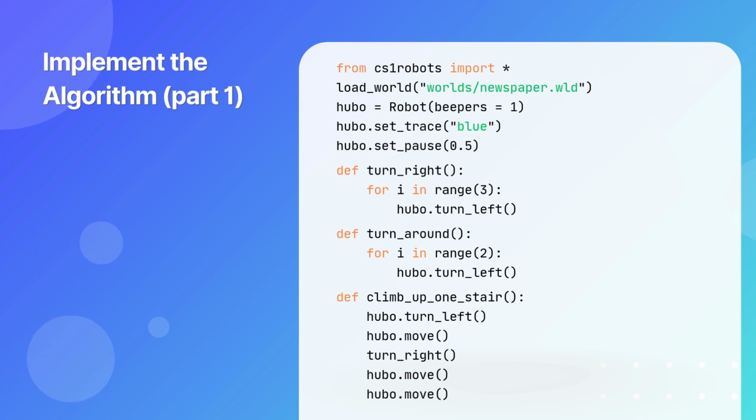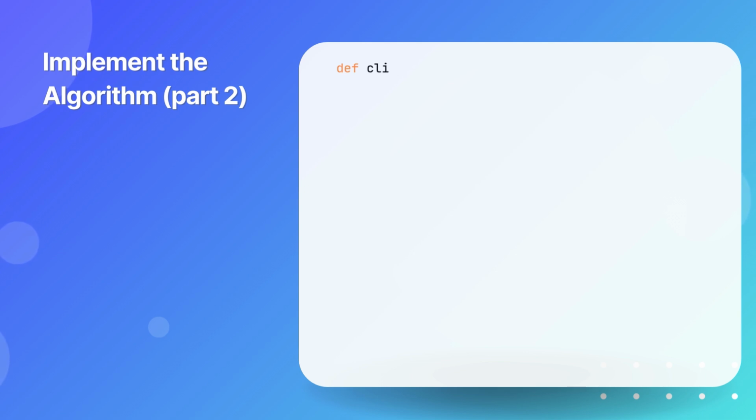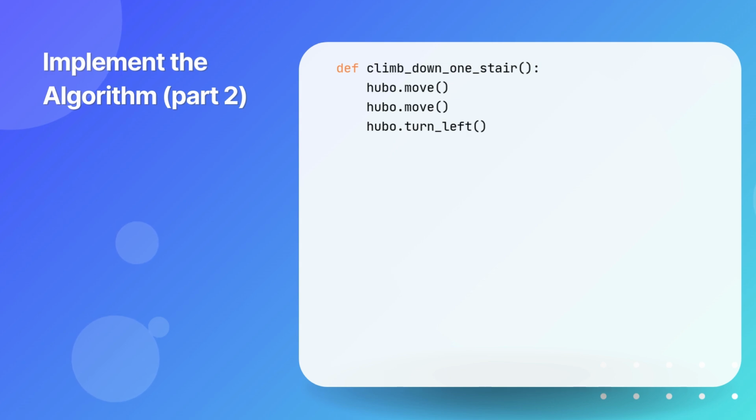The climb_up_1_stair function describes how the robot climbs a single step by turning left to face upward, moving vertically, turning right, and moving horizontally twice to complete the step. To descend a stair, the climb_down_1_stair function instructs the robot to move forward horizontally twice, turn left to face downward, move vertically, and then turn right to align itself with the next step. These functions break down the stair climbing and descending processes into consistent, repeatable actions.